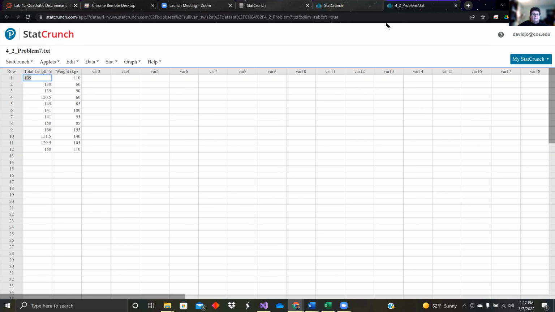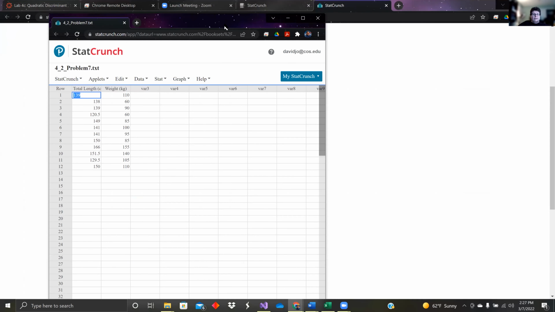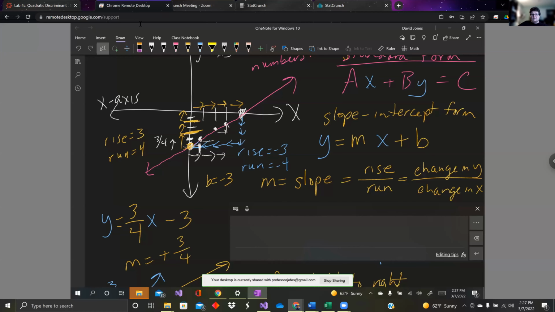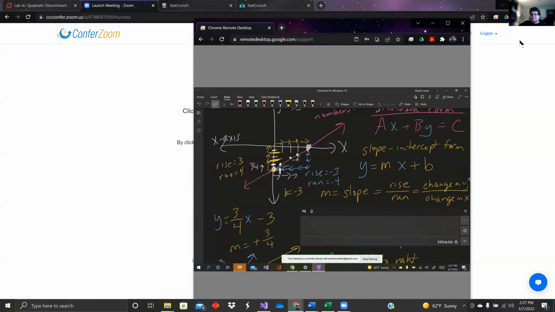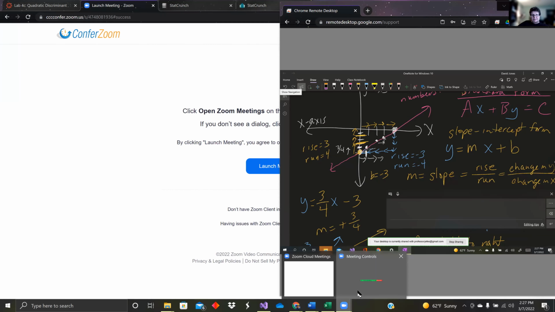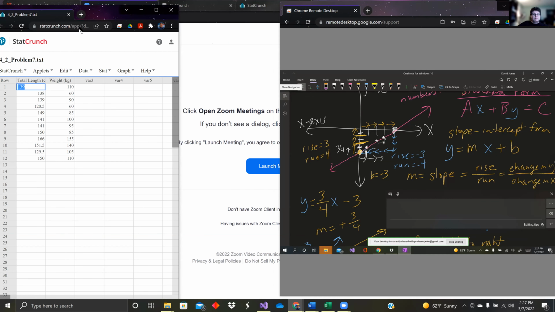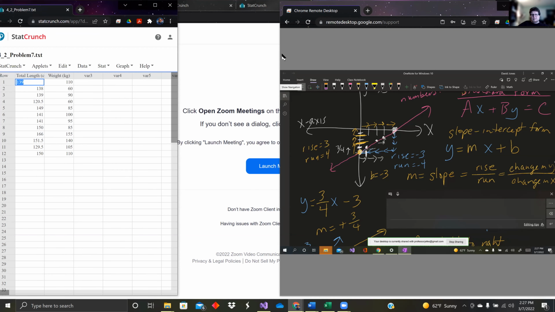Let me, nope, I don't want to do that. I want to have that like that. And I want to have my remote desktop like that. So let's do some side-by-side magic if we can. That's not what I want. Where is it? There it is. Make this a little bit wider.